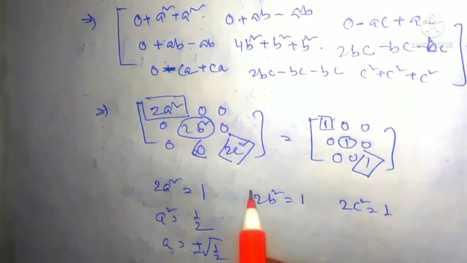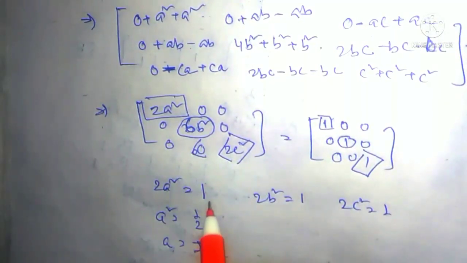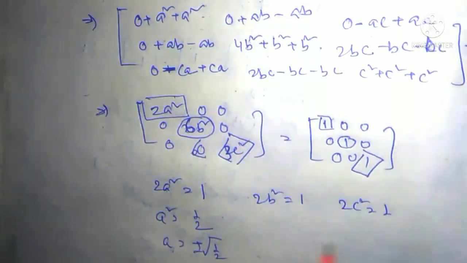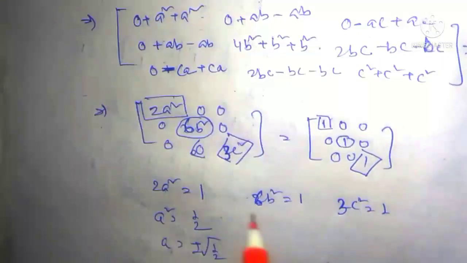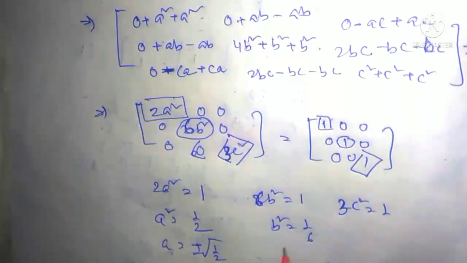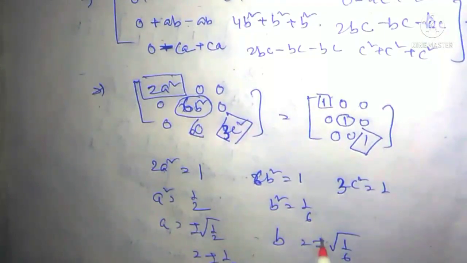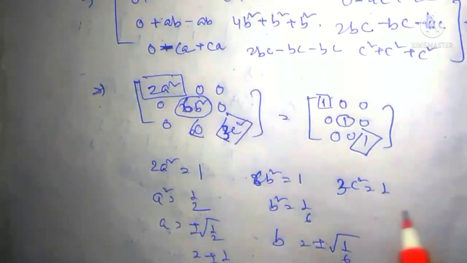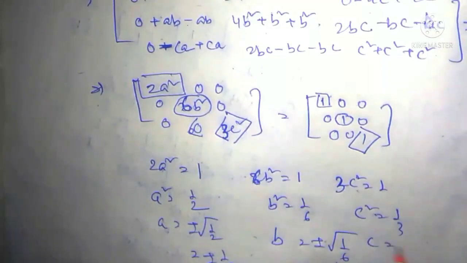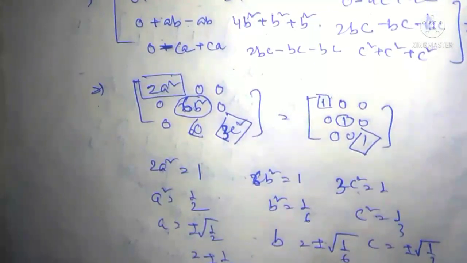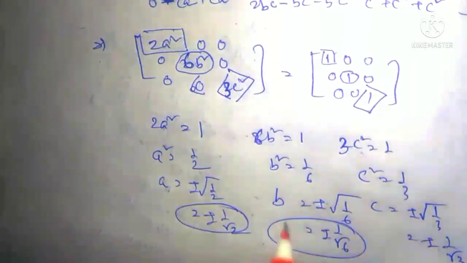Oh sorry, that is 6 b square and 3 c square. Sorry, I can't see that. So that is 6 b square equals 1, that is 3 c square equals 1. So what is the value of b square? That is 1 by 6, so b is 1 by root 6, and c square equals 1/3, so c is plus minus 1 by root 3. So these are the values of a, b and c.